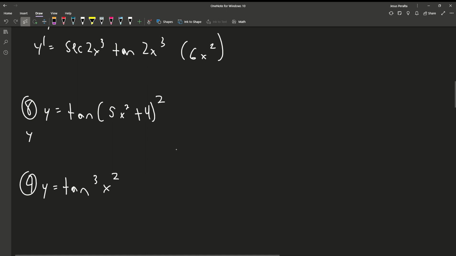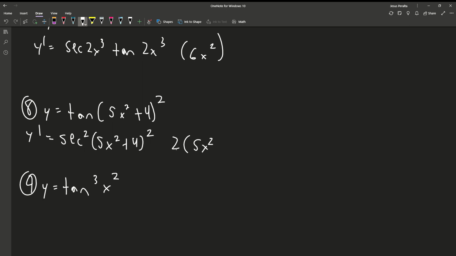Boom, simplified. Right here, I should have given myself more space. It's secant squared 5x squared plus 4. Just make sure I copied that down right. Yep. Now we find the derivative of the inside, which is going to be 2 times 5x to the power 2, and then you subtract 1 from the top, so you're just going to have 1. And you multiply by the derivative of the inside, which is just 10x. Boom. You can multiply the 10 and the 2 and just bring it up here in the front.